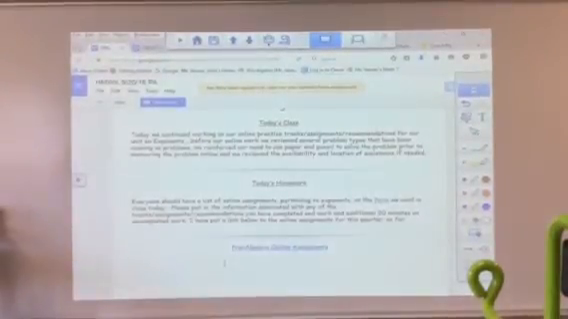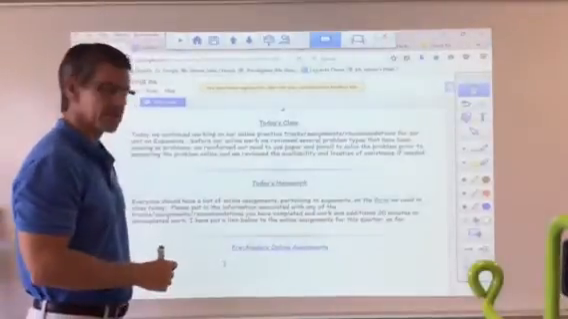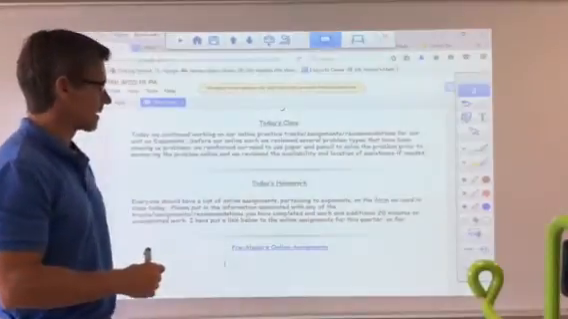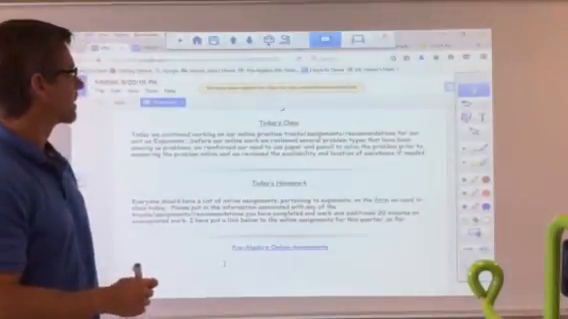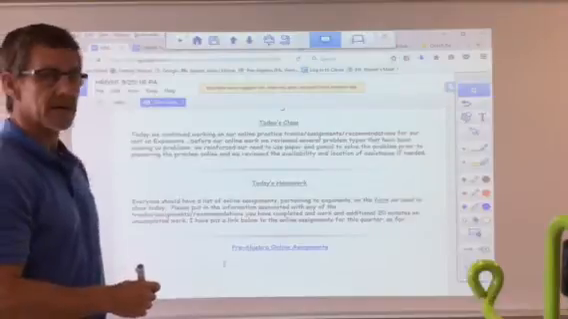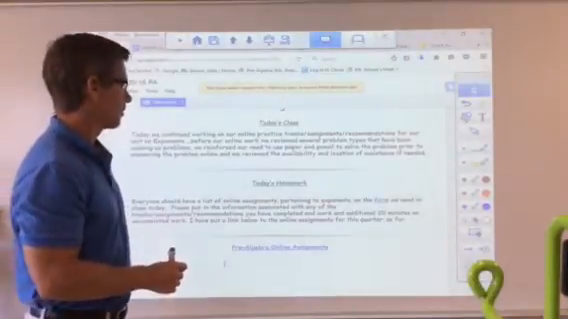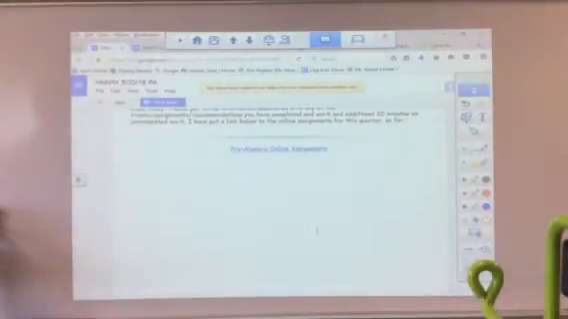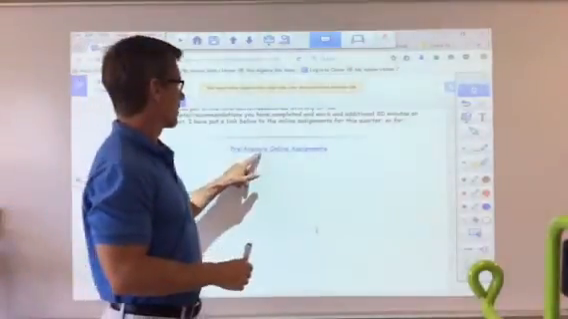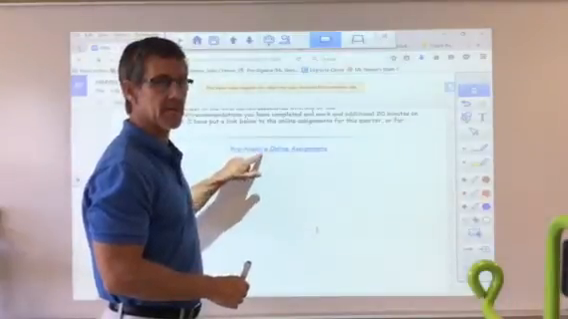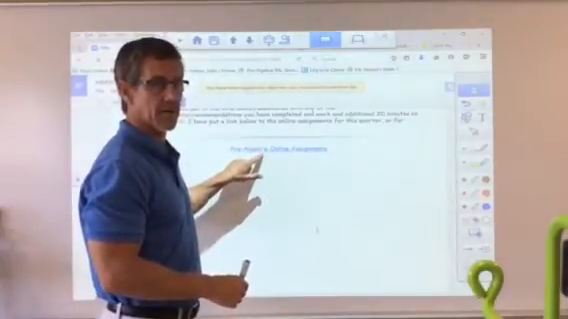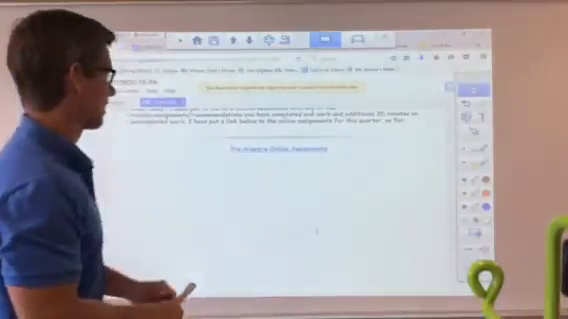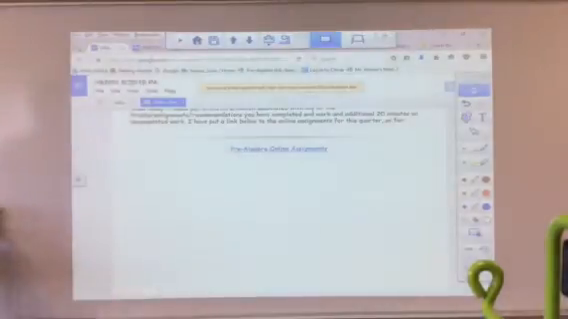I'd like to explain how the online assignments transfer into the gradebook and what they look like and how we deal with that. At the bottom of every night's homework assignment, you will see a link to take you to a page of online assignments that are currently a part of that class's quarter, this time of the year.